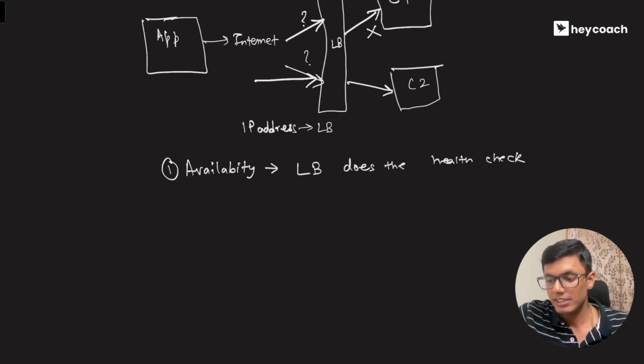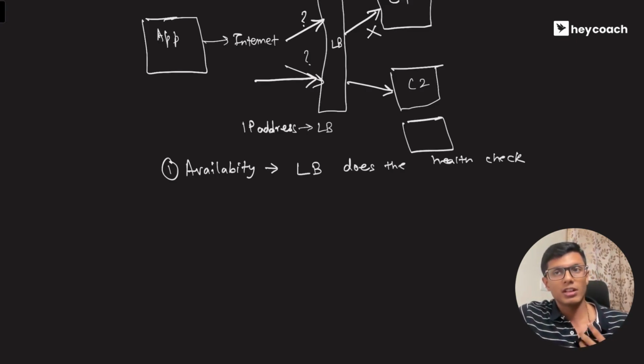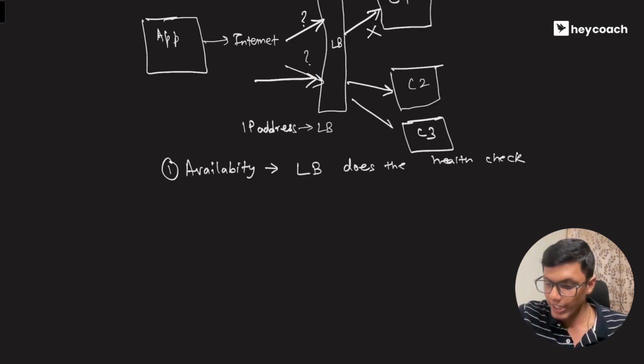And it can also spawn up new servers. So let's say it sees that currently all the servers are kind of full and they cannot take the capacity or the load. It can also try to spin up a new set of servers, like computer 3, and then start sending the traffic to those servers. So it provides availability for your servers, right?